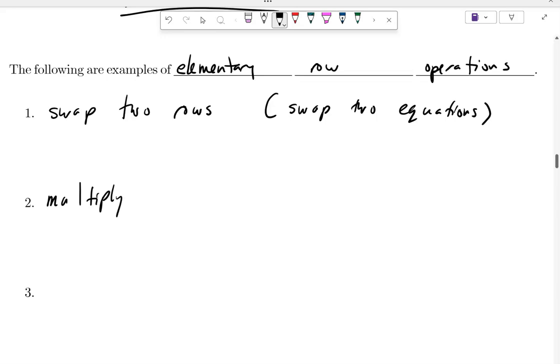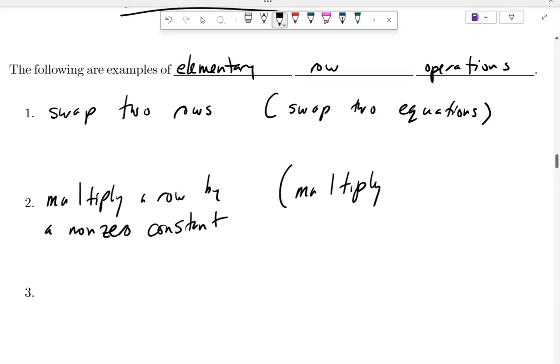We can multiply a row by a non-zero constant. This was multiplying an equation by a non-zero constant. That was the corresponding thing that we did in the previous section.